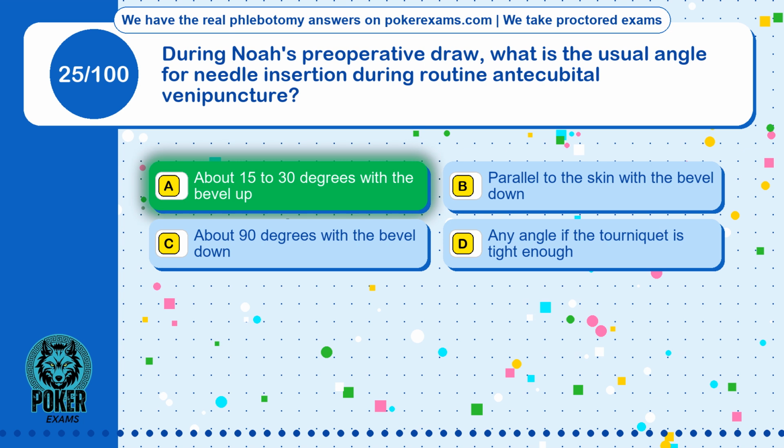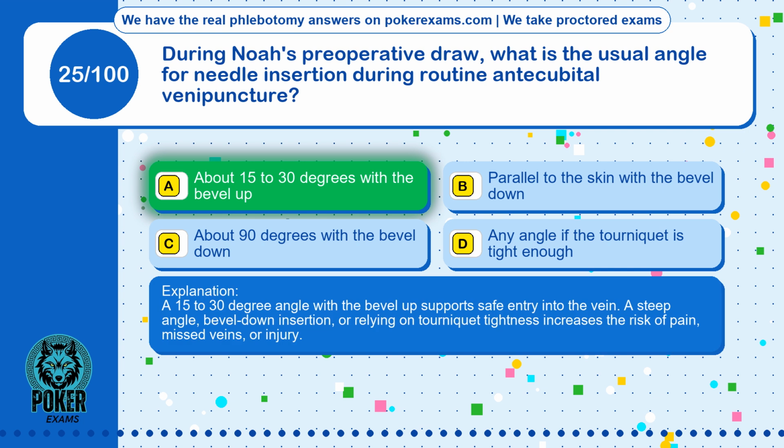The correct answer is option A: about 15 to 30 degrees with the bevel up. A 15 to 30 degree angle with the bevel up supports safe entry into the vein. A steep angle, bevel down insertion, or relying on tourniquet tightness increases the risk of pain, missed veins, or injury.